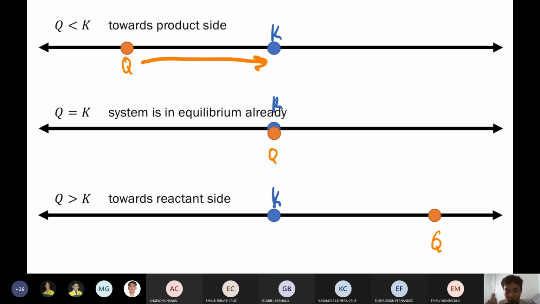What if naman yung Q sobra sa K, no? Mas malaki yung value ng Q kaysa sa K. Aatras yung reaction mo kasi lumagpas siya eh. Aatras siya. Anong arrow yung drawing ko? To the left. So kapag to the left yan, going to the reactant side yon. Okay? So ganun lang yung aking mnemonic dito.